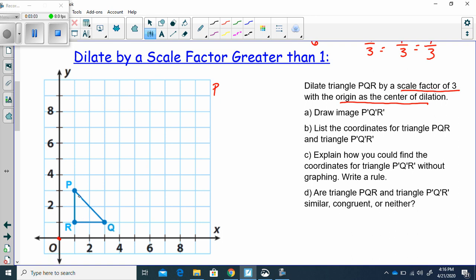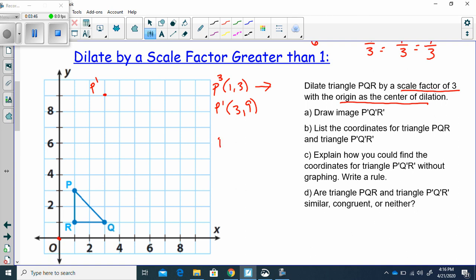We've got P. Point P is at 1, 3. If I am going to multiply this by a scale factor of 3, that means that I am going to multiply everything here by 3. And your P prime will be at 3 times 1 is 3, 3 times 3 is 9. P prime is going to be at 3, 9. So let's plot that. 1, 2, 3, 1, 2, 3, 4, 5, 6, 7, 8, 9. That's where P prime will be.